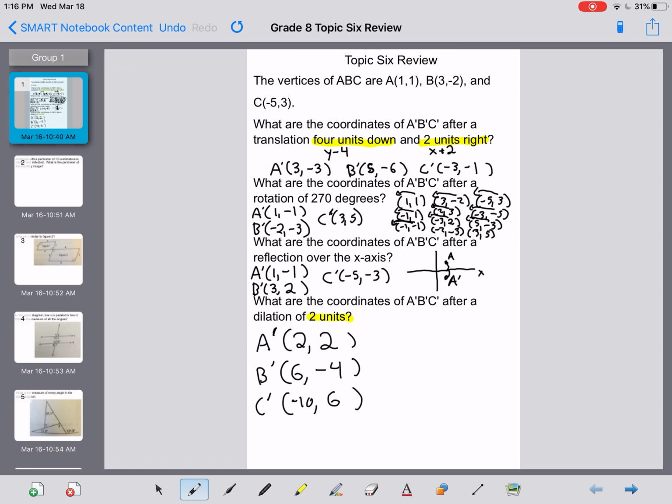And remember, with all of these questions, make sure that you are labeling them with your prime. If you do not label them correctly, you will not get full credit. Every one of these problems I labeled with my prime.